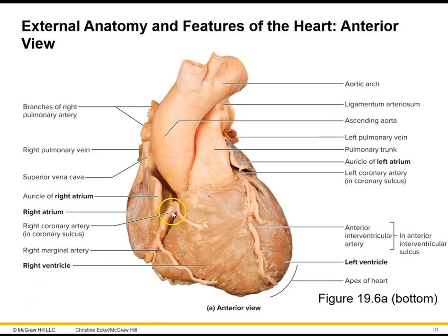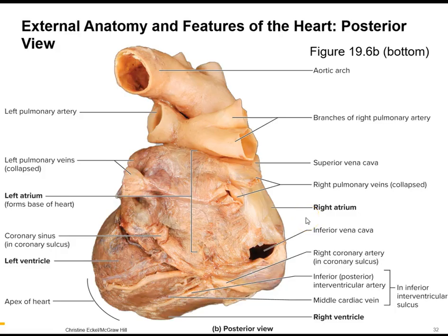And that coronary sulcus kind of wraps all the way around the posterior side of the heart and comes back around this left side. Okay, so remember, it's separating both ventricles from both atria. On the anterior view, you can see the anterior interventricular artery, and this guy is located within the anterior interventricular sulcus.